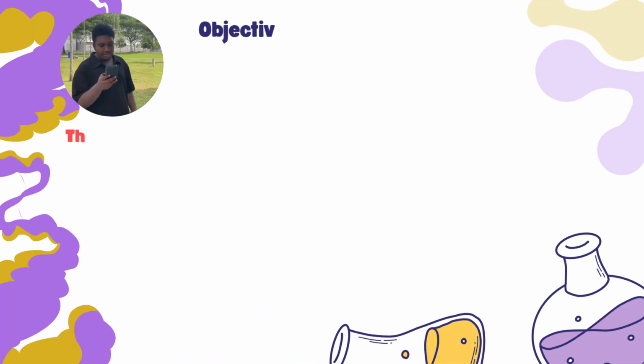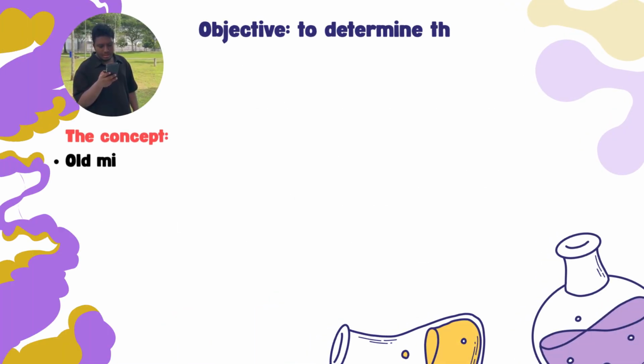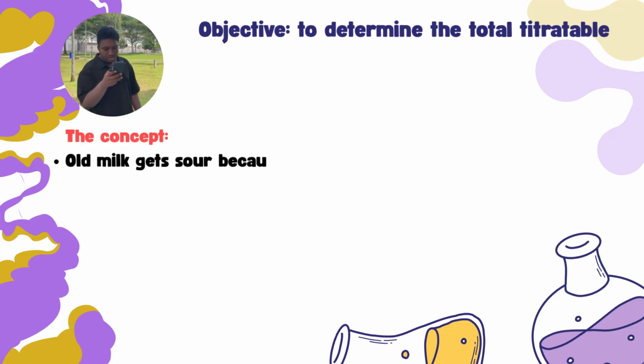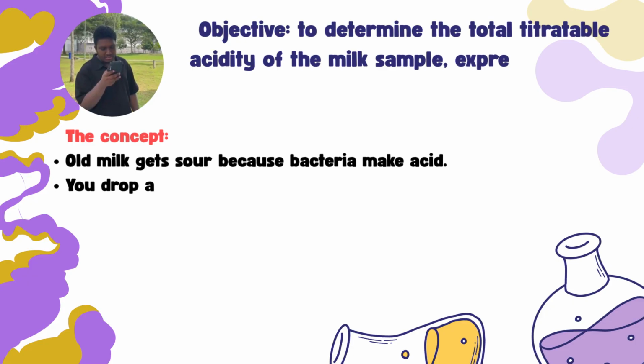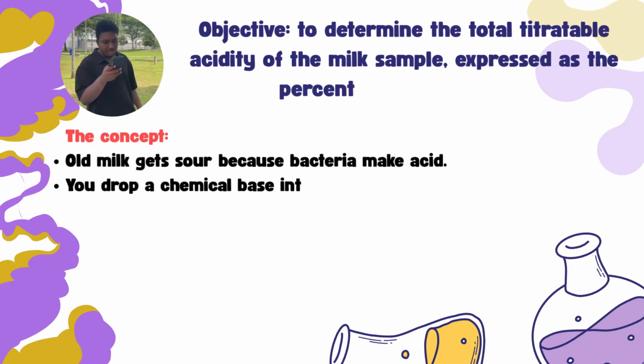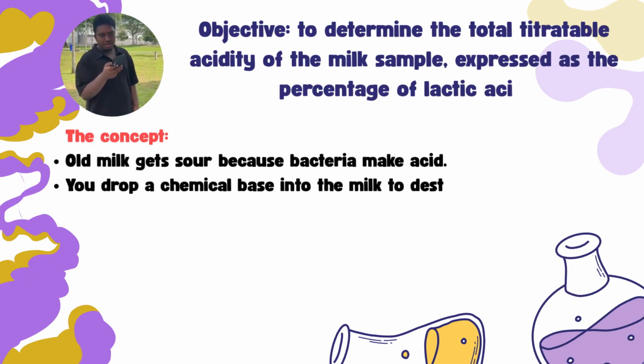What is the objective of using the Dornic method? The objective is to determine the total titratable acidity of the milk sample, expressed as a percentage of lactic acid. What is the concept behind the Dornic method?